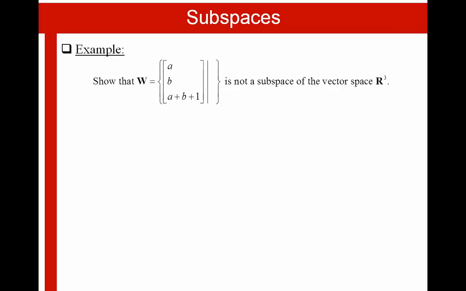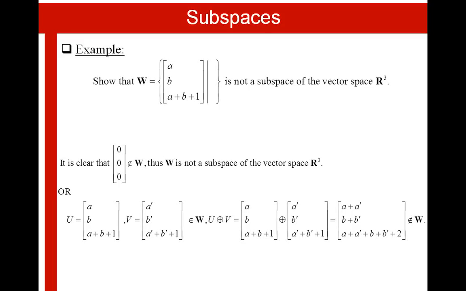Another example here shows that W equal to (A, B, A plus B plus 1) is not a subspace of the vector space R3. Again, we will revert to the theorem. If we look at the vector 0 to see if it's empty or not, it is clear here that the vector 0 does not belong to W, since if A and B take the value of 0, we will have (0, 0, 1), which is different than (0, 0, 0). Therefore, 0 does not belong to W, and W is not a subspace of the vector space R3.